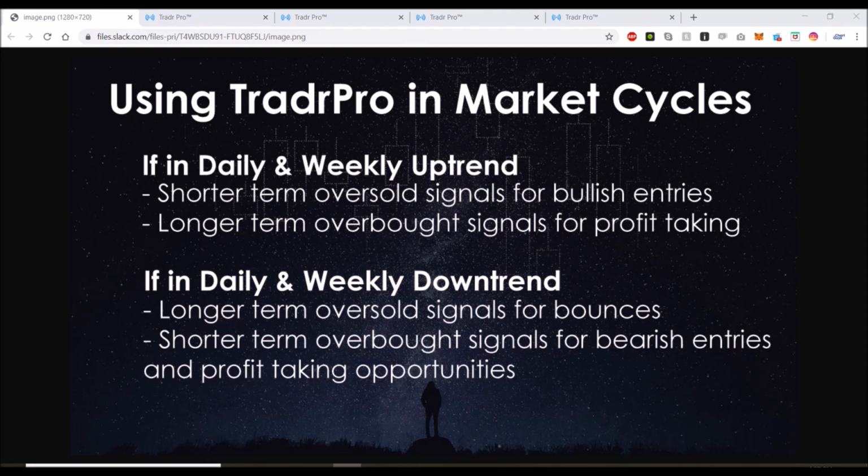So if the daily and the weekly chart are in uptrends, it's the shorter term oversold signals that we want to act on for bullish entries, because bulls are more active buying dips. It's stronger. We don't get oversold on longer term time frames when we're in a strong uptrend. We bounce off those short term time frames. The longer term overbought signals are for profit taking.